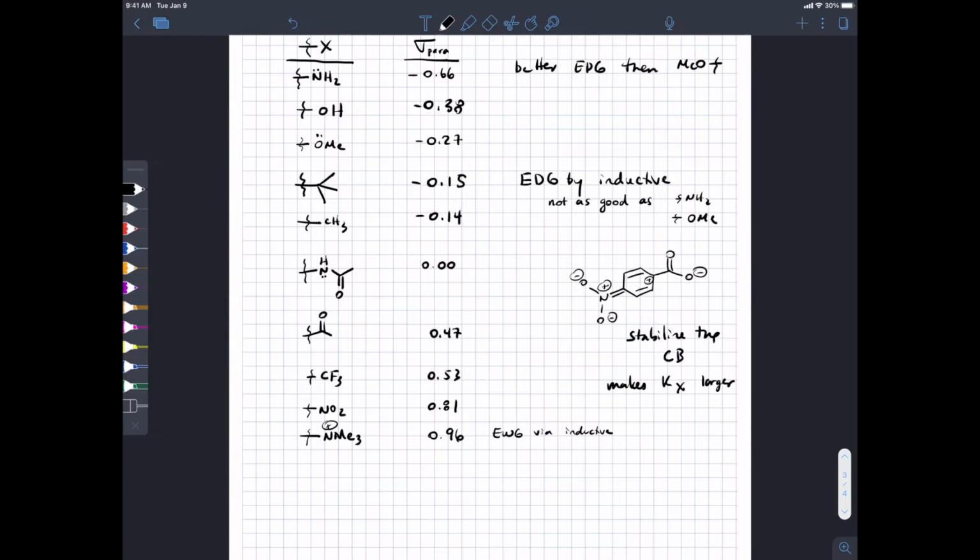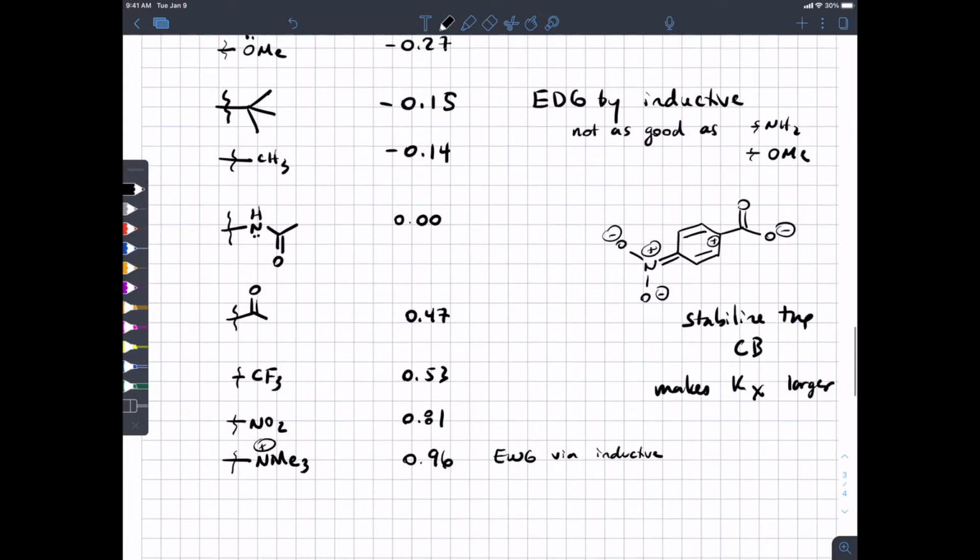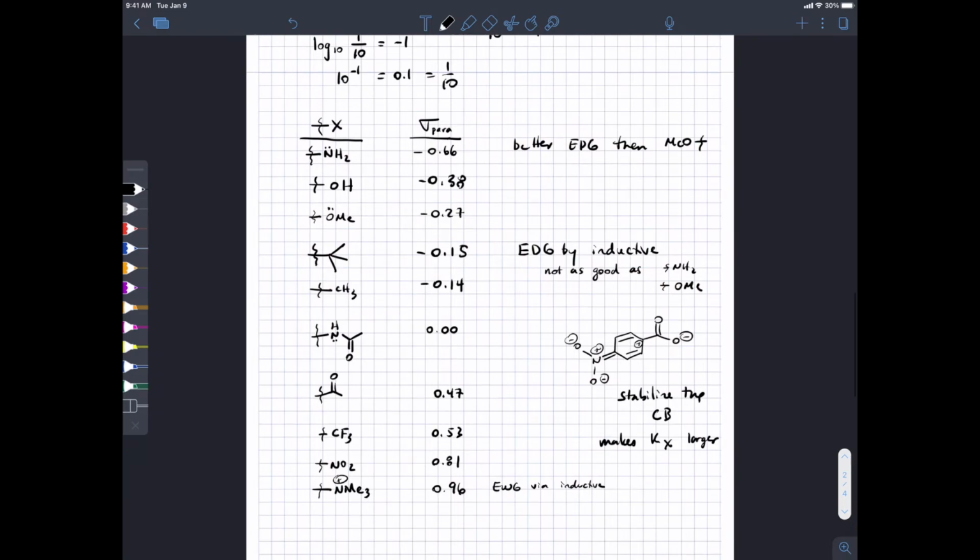At the para position, I would have expected that the nitro would be more favorable since it's by resonance, than the trimethyl ammonium. I'm not sure why that is. That's a great question, and it probably has to do with the fact that you've got a full formal positive charge on that trimethyl ammonium group, whereas the nitro group, even though it's a good electron withdrawing group, is neutral overall.